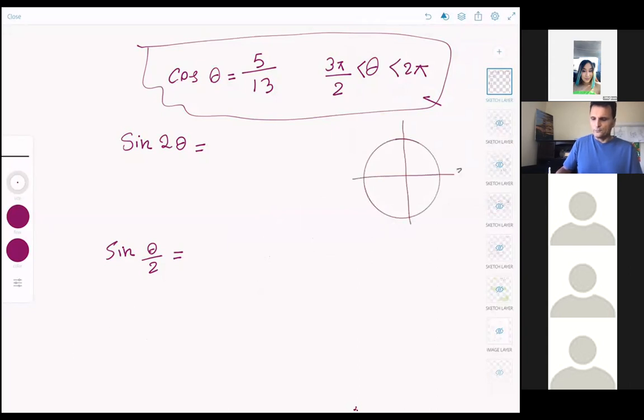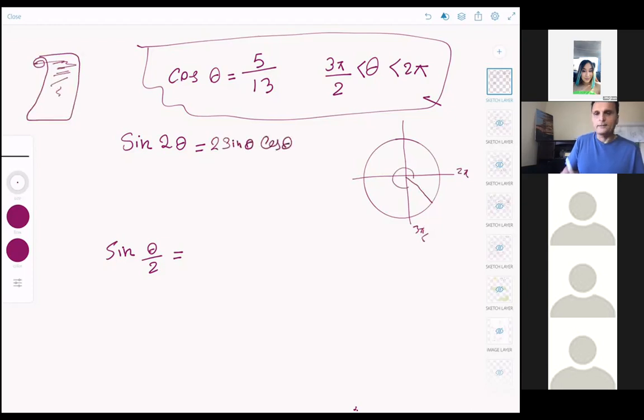No, it's fourth, between 3 pi over 2 and 2 pi. Theta is somewhere in here. That's theta. What is sine of 2 theta? When you look at the note sheet that you have, sine of 2 theta is 2 sine theta cosine theta. So that's the formula for sine of 2 theta.